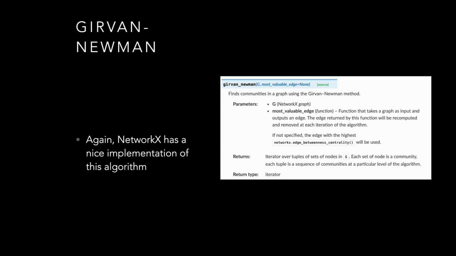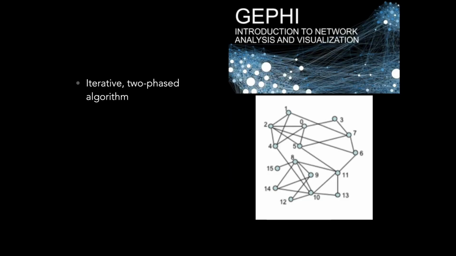So again, NetworkX has a nice implementation for Girvan-Newman, which you can use. Note that it's not very fast on NetworkX, so if you have any sort of non-trivially sized graph, it can take a while to run this algorithm, but it is there and it is available for you to use.